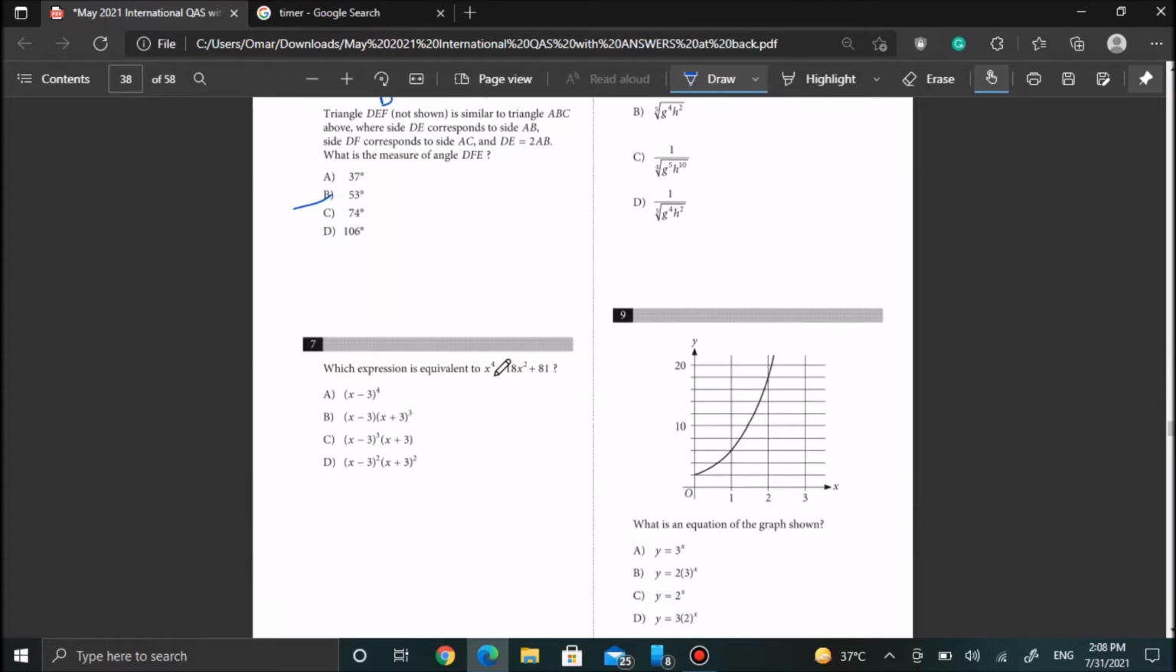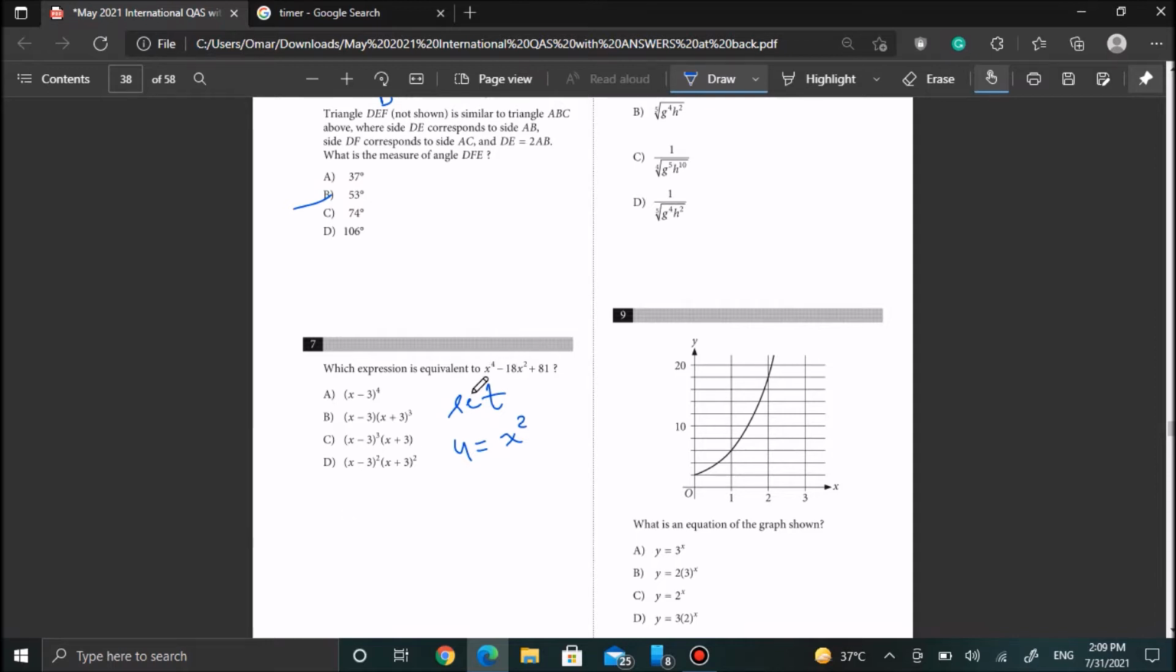Which expression is equivalent to this? Okay, so this one is a quadratic in this, like it's a hiding quadratic equation, as I call it. So let me tell you that, let u equal x squared, right? When you do that, the question will be very easy.